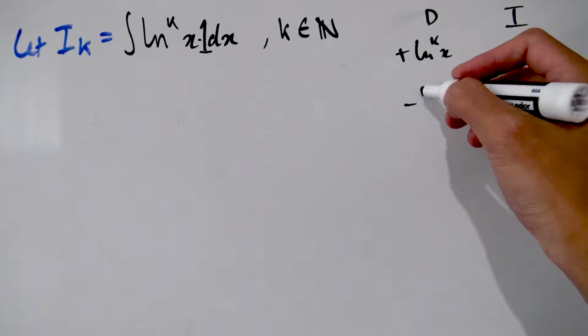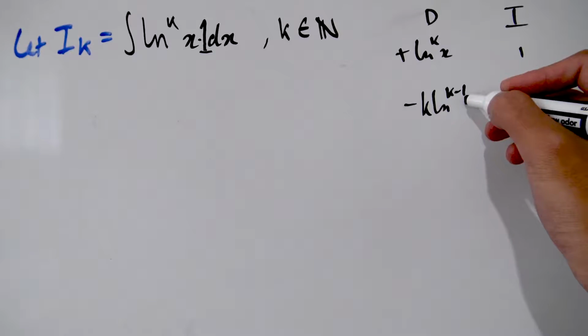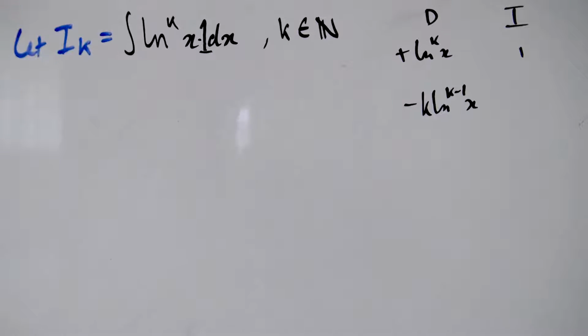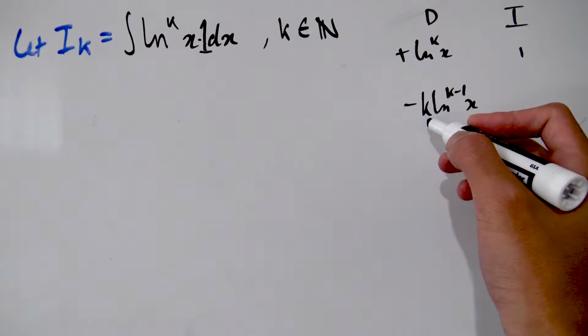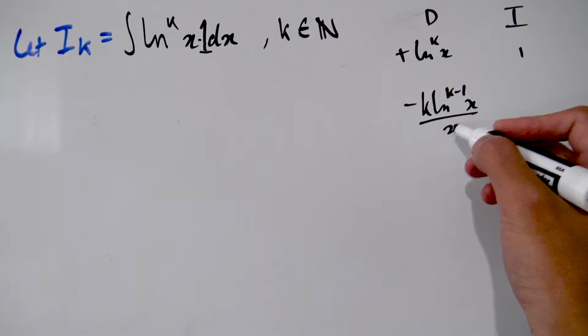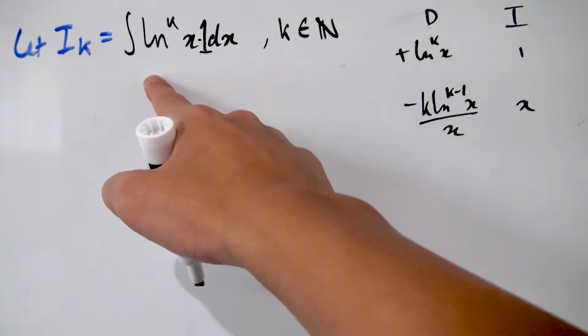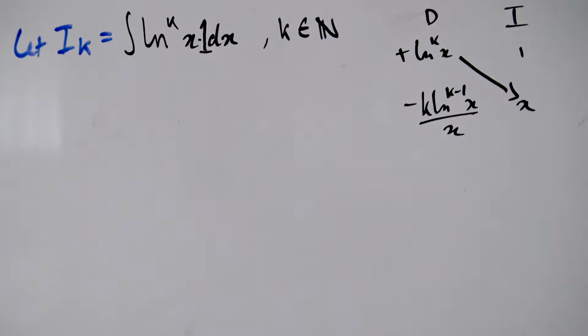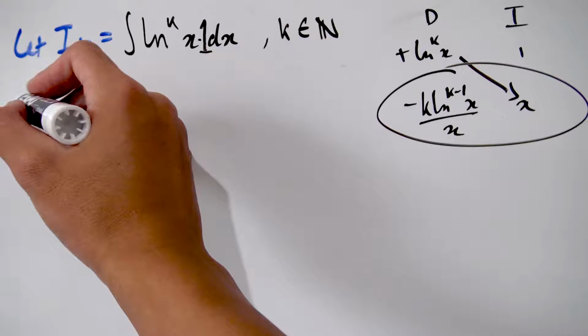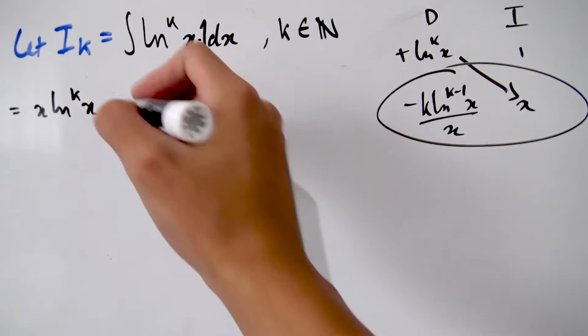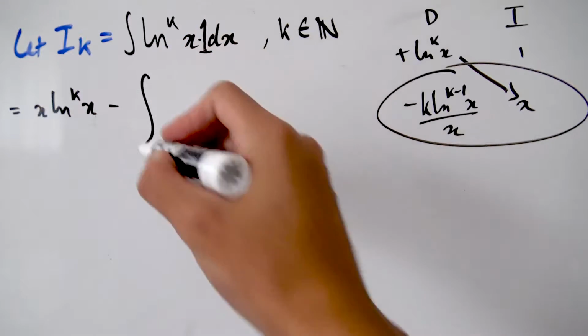Differentiating that, we get k times natural log to the k minus 1 power of x, and remember the chain rule, we have to multiply by the derivative of the inside, which is just natural log of x in this case. That just becomes 1 over x, so I'm just going to write it like that. And integrating 1, we just get x. So the result of this integral will just be the product of the diagonals here, and this row here will be a new integral. So what we end up with is x times natural log to the kth power of x, and then we have minus here, and then now we have another integral.